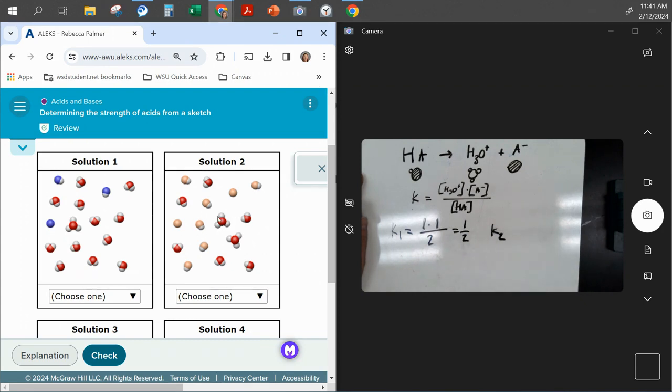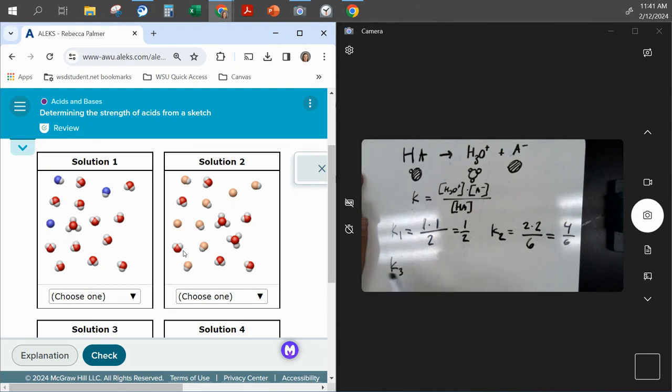This solution has 2 hydroniums and 2 conjugate bases without hydrogen. And then we're going to divide by the original acid. We have 1, 2, 3, 4, 5, 6 of those. So our value will be 4 over 6.